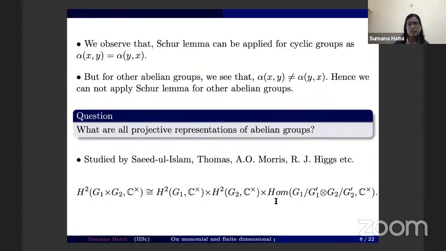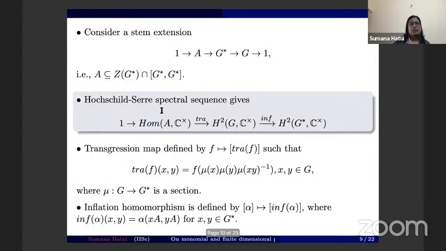Yes, this one. Okay, so this is for the direct product of groups. You can compute the Schur multiplier. You can consider a stem extension where A is contained inside the center as well as in the commutator. Then for this stem extension, there is a Hochschild–Serre spectral sequence. I have written only this part, which I need.